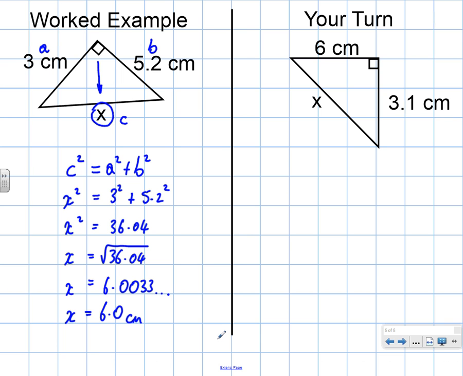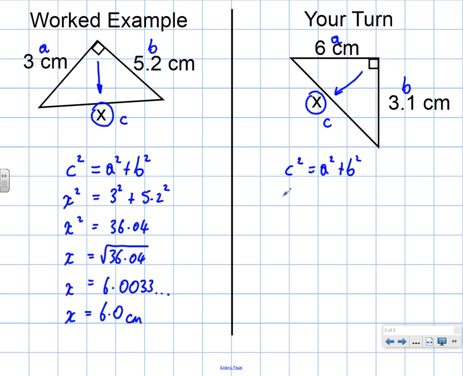And now it's time to do the your turn you have just completed. Again, I'm looking at my triangle. It is this side here I'm looking to find. It is opposite the right angle. It's the longest side, the hypotenuse. It is side C. And I'm going to label the 6 as side A and the 3.1 as side B. And Pythagoras' theorem I can use then is C squared is equal to A squared plus B squared.